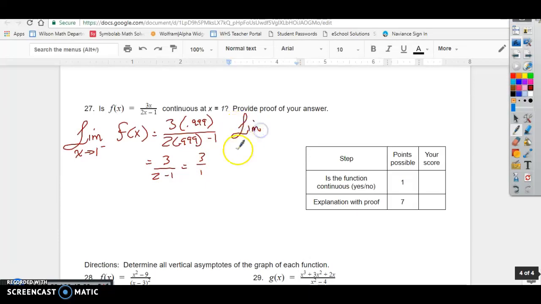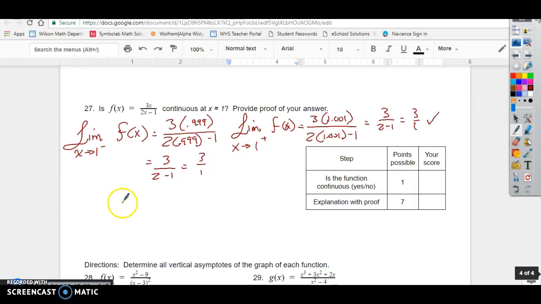How about the limit from the right side? So this would be the left side. This would be the right side. So now we're looking at 1.001. This will be 2 times 1.001 minus 1. So this is a little more than 3, a little more than 2. So I know the limit's going to exist.